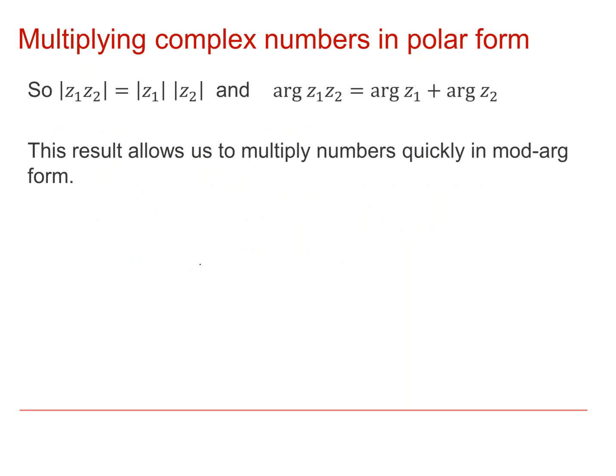This means that the modulus of Z1 Z2 is the product of the moduli of Z1 and Z2, and the argument of Z1 Z2 is the sum of the arguments of Z1 and Z2. This result is really useful because it makes multiplying complex numbers very quick and easy.